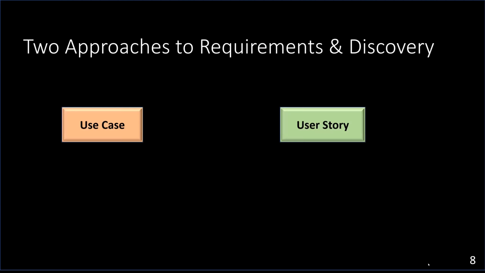Now we compare the two, use case versus user story, that each offer a different approach to requirements or discovery phase. Use case removes ambiguity from language early on. It closes the deal in a contract-like text that all parties are obliged to follow after sign-off.